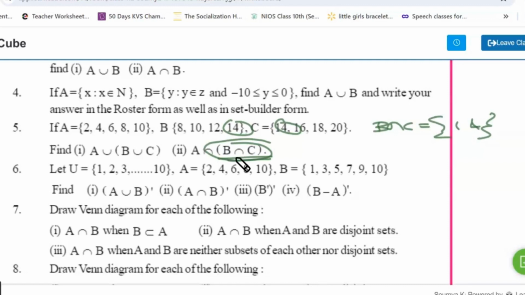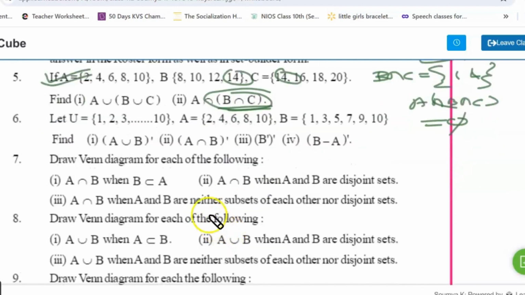Now A intersection also you have to take. So consider this set and this set. In that case, you don't have any common elements. So A intersection B intersection C will give you an empty or disjoint set. Okay, nothing is common.